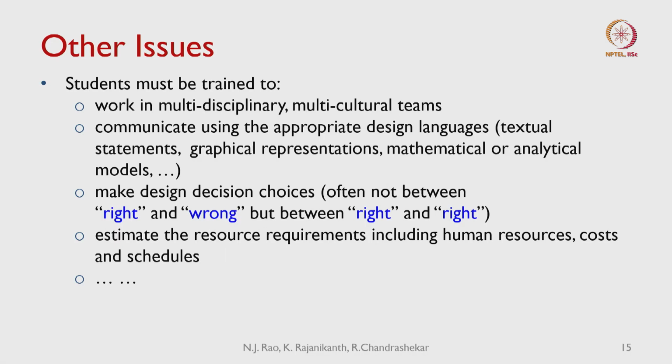Why? What kind of contextual factors, what kind of constraints, what kind of aesthetics go into such design choices. So, students must be trained to make such design decision choices, often between right and right. Of course, sometimes it can be between right and wrong, but more often it is between right and right. Estimate the resources required, including human resources, costs and schedules.